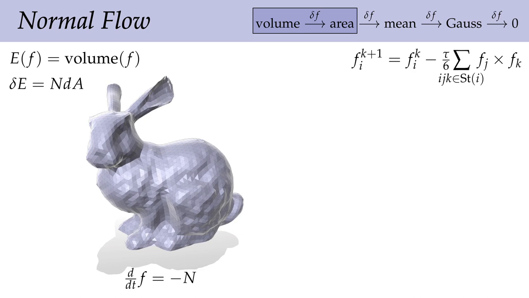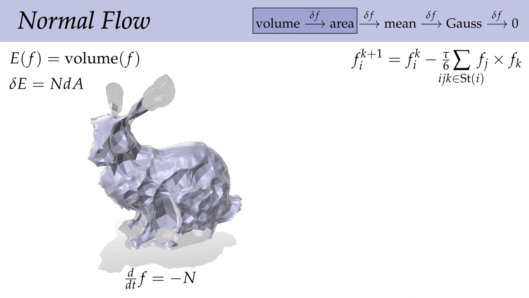And here's an example of what we get. We take the bunny, and it starts shrinking and crumpling up. Really, the volume shrinks really fast. Looks a little bit ugly. It actually doesn't look like it helped us smooth out the surface at all. But it is pretty interesting.